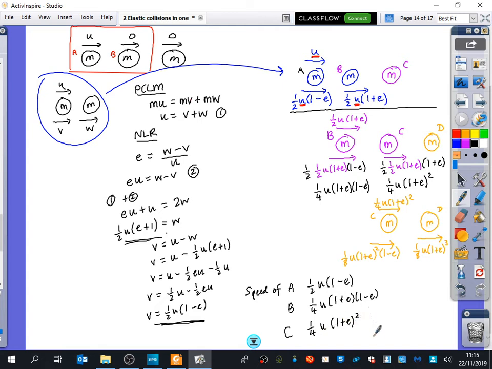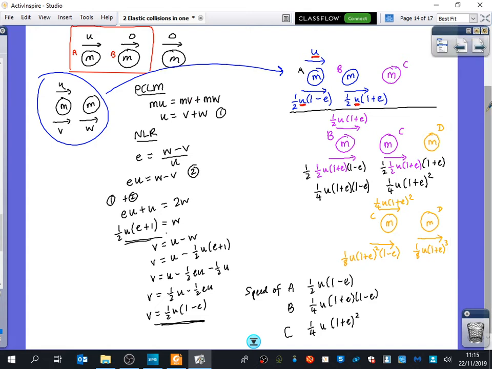It's a really difficult question because I think the temptation from all of the previous learning that we've done is just to do PCLM, NLR, PCLM, NLR. And you can probably get there, but you have to spot some factorizing and stuff that's happening there. So my board isn't exactly the neatest of boards that we've got there.